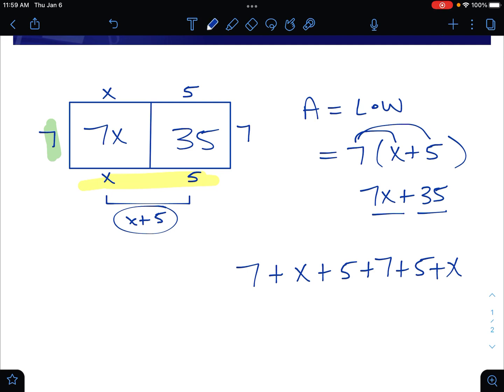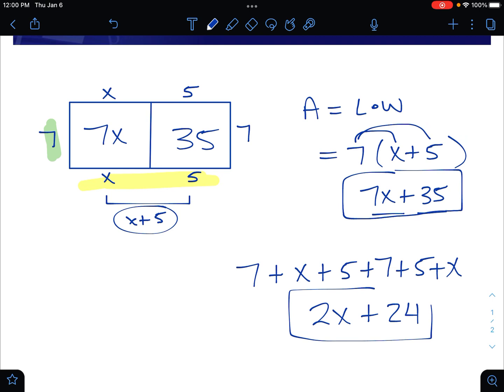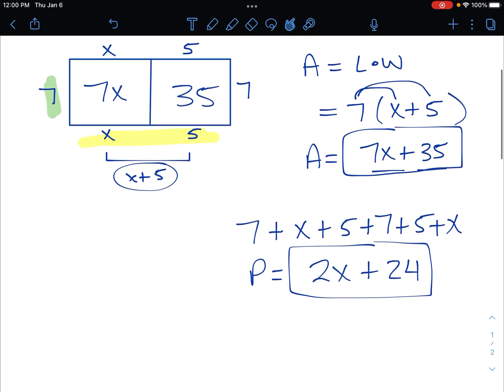Then to simplify this, we add our numbers together and our x's together. You have 2 x's, and then 7 plus 5 is 12, plus 7 plus 5 is another 12, which is 24. And that would be our perimeter. If you want it as an expression, we wouldn't have equal signs. If you wanted it as an equation, then you would say A equals and P equals. That would make our expressions into equations. That's how we do area and perimeter of a rectangle with expressions, with variables. Let's do one more example of that.